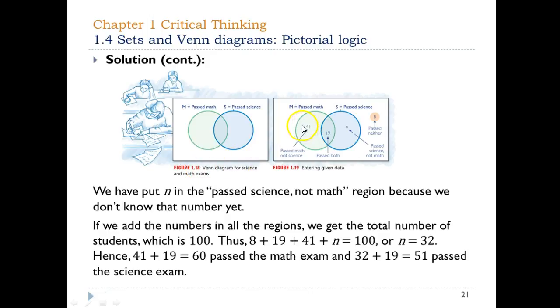There are 4 total regions, right? The region outside of the circles, this region here that contains 41 people, the region that contains 19 people, the region that contains n people, and the sum of all the people that took this test is 100, right? So we add all these numbers together, 41, 19, n, and 8, and the sum is 100. Solving for n, we get n is 32. People who pass science and not math, there are 32 people. Therefore, people who pass science are the people in the blue circle: 19 plus 32, and that's 51 people.